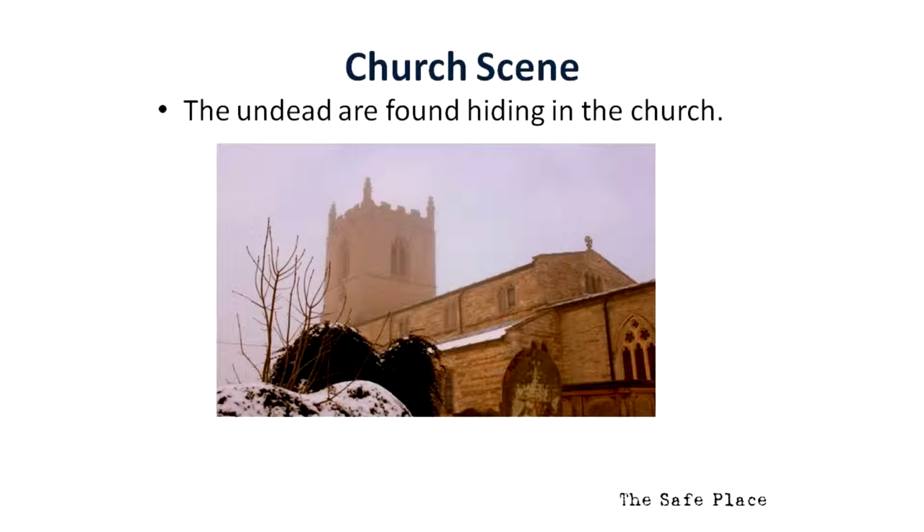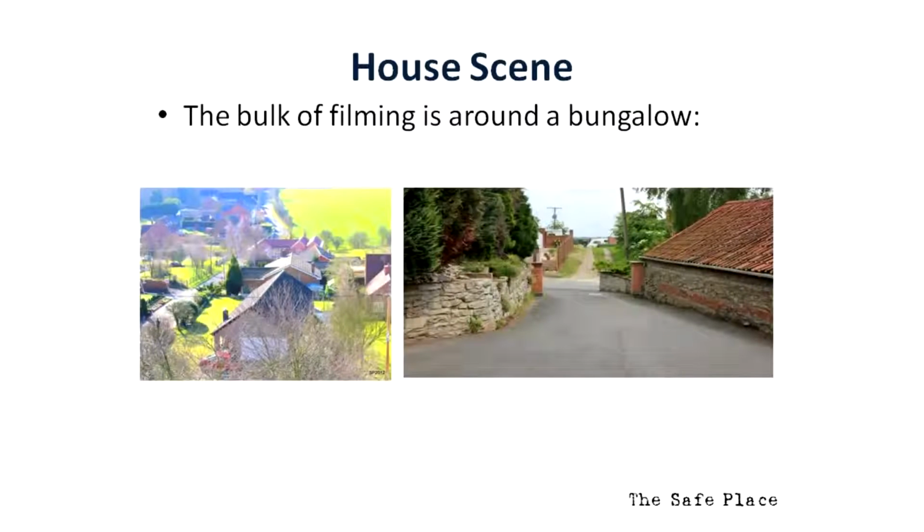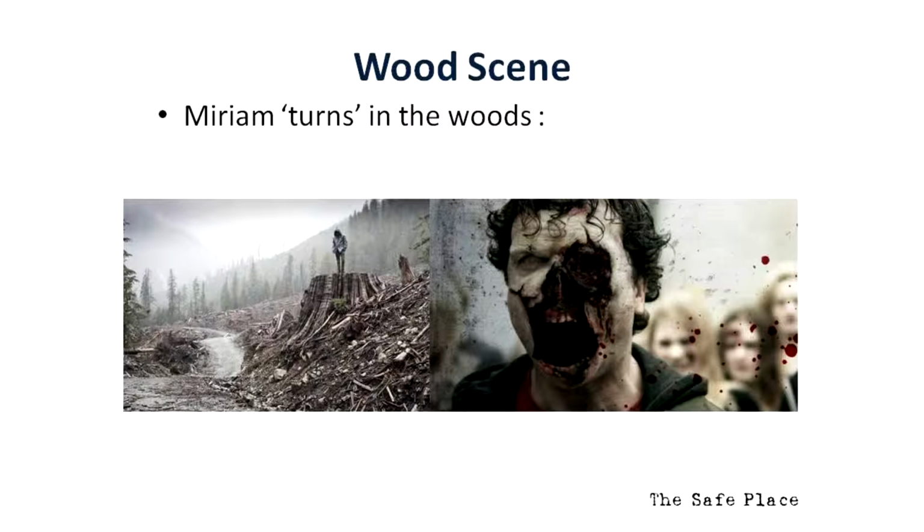There are three main locations. The undead are found hiding in the church. There's a house scene where the bulk of the work takes place. And then there's a wood scene, the end scene where Miriam takes her own life.